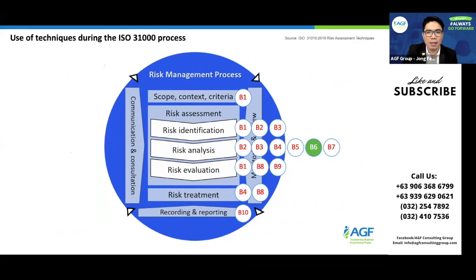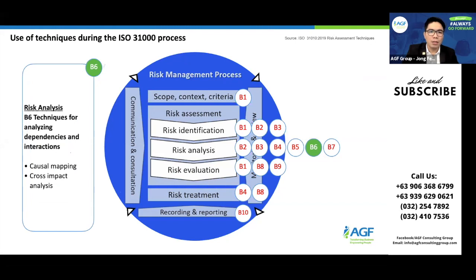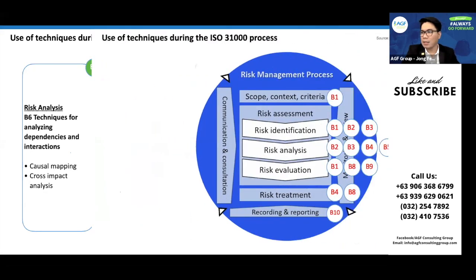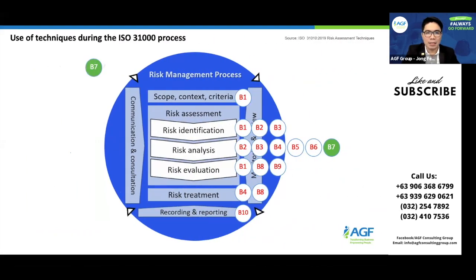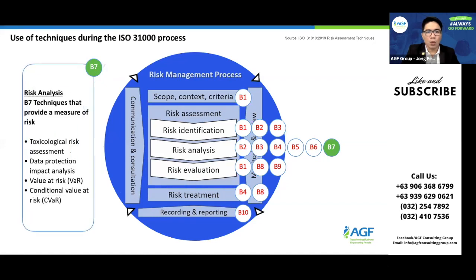Let's take a look at more tools here, still in risk analysis. You can try using causal mapping or cross-impact analysis. Still on the risk analysis step, you can also use the data protection impact analysis or value at risk or conditional value at risk. Just take a snapshot of this for your reference.